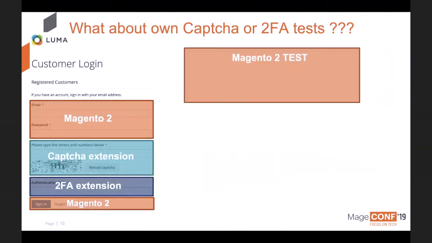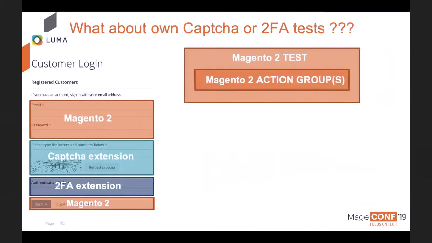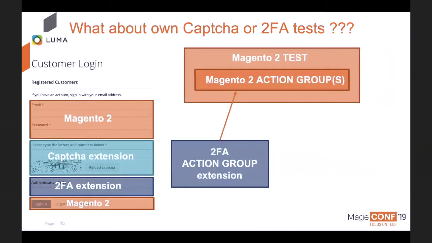So let's see an example. What if we have a Magento 2 test, and this Magento 2 test is written with Magento 2 action groups? Then the 2FA extension can extend this action group and not touch the test, because the Magento 2 test is using this action group, and this action group is extended by this extension. How many times did I say extend?